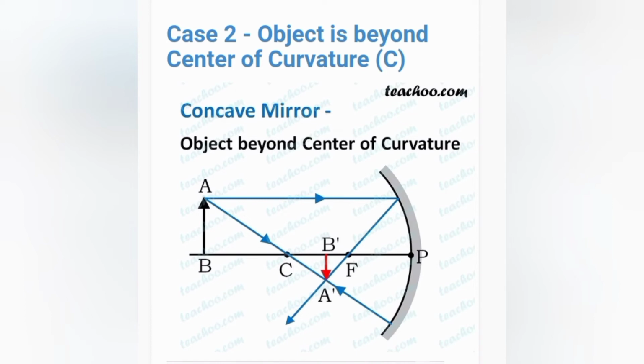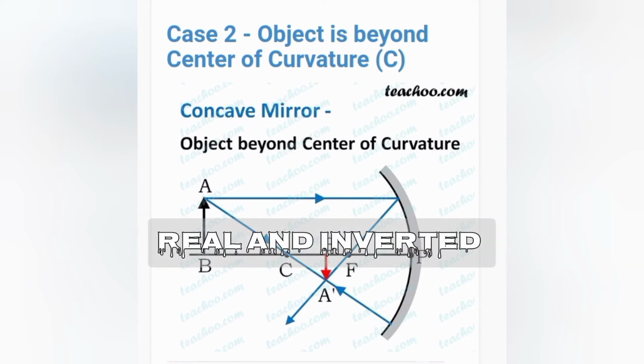In the second case, the object is placed beyond the center of curvature. At first, we draw a line parallel to the principal axis, so it passes through focus after reflection. We draw another ray which passes through center of curvature and is reflected back along the same path. Both the reflected rays meet at point A' and the image formed is A'B'. This image is formed between C and F, that is the center of curvature and the focus. The image formed is diminished in size, real and inverted.